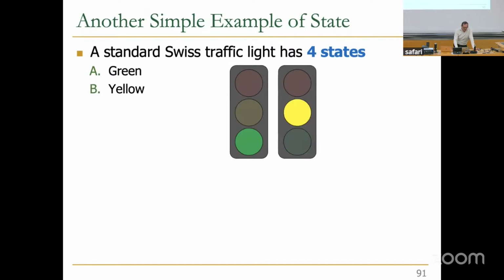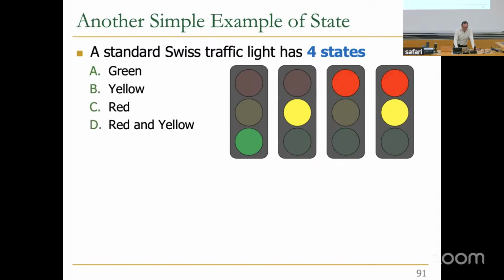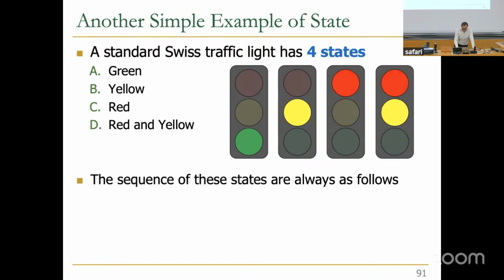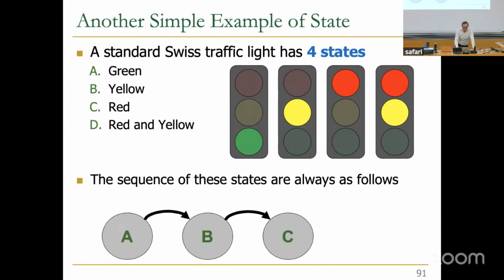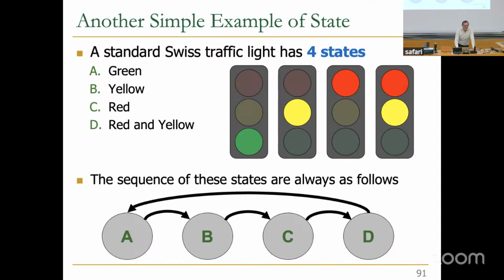So basically you're green, you could be yellow, you could be red, you could be red and yellow. Hopefully I got this right. Okay, and they have different meanings, which we're not going to get into. If you drive cars, you know the meanings, hopefully. And the sequence of these states are always as follows. You go from A, B, C, D, and then back to A.